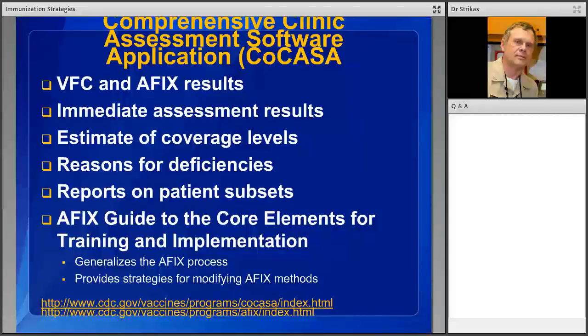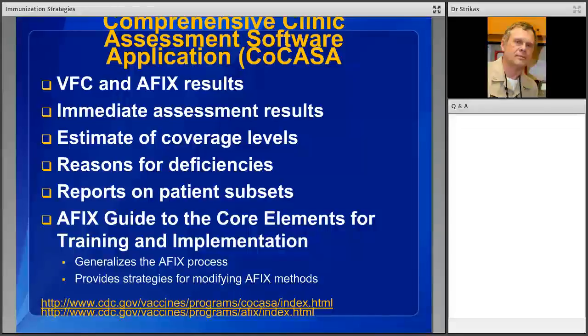COCASA can provide immediate results of the assessment, supplying the reviewer with the information needed for use in the feedback session, and noting areas that need further follow-up. COCASA reports provide estimates of immunization coverage levels and potential reasons for the coverage deficiencies, such as missed opportunities for immunization and patients who did not return to finish the immunization series. The program can generate reports on subsets of patients. Data from an immunization registry or IIS or patient management system can be imported into COCASA, and data collected during the visit can be exported for further analysis.